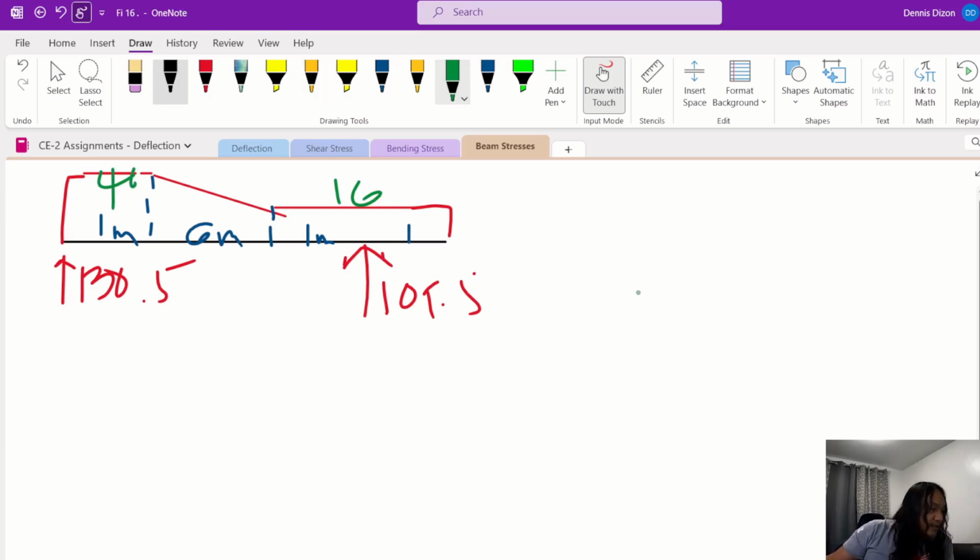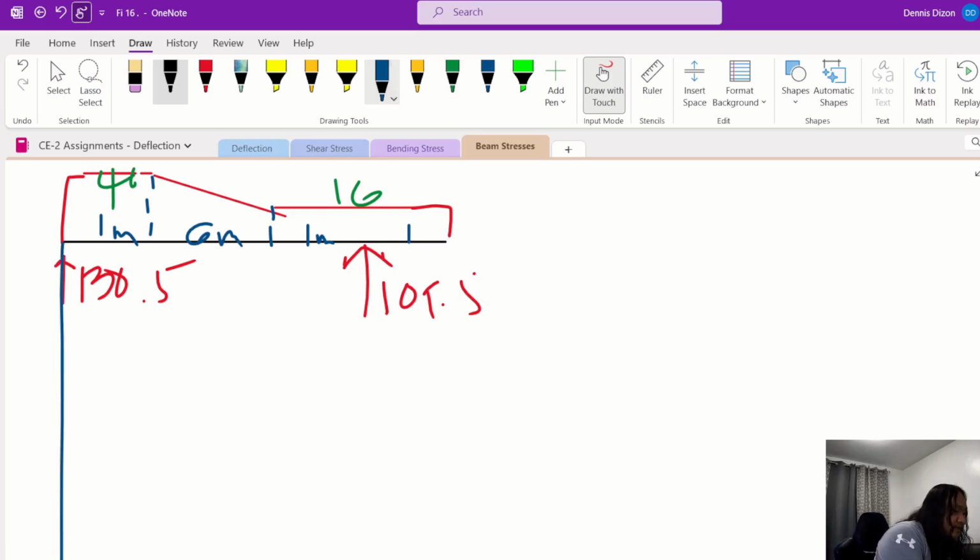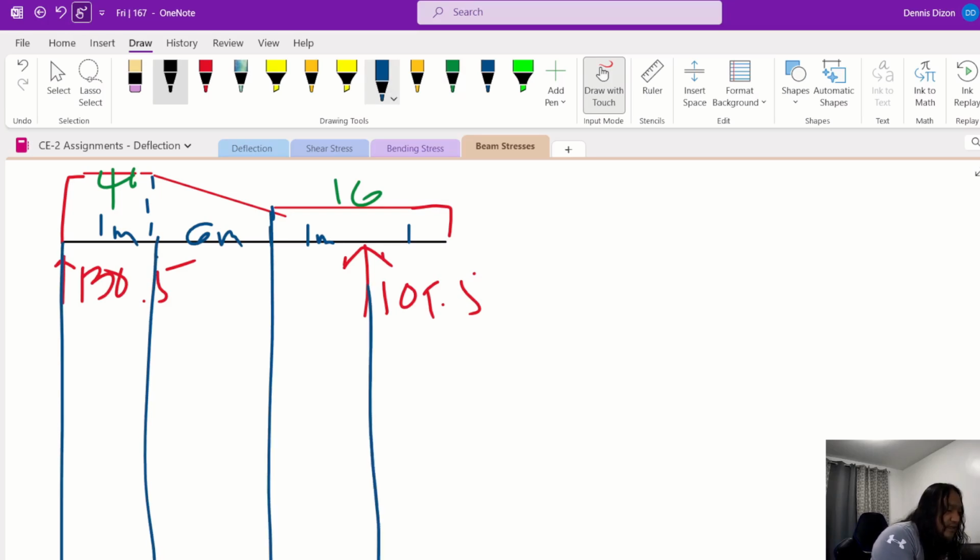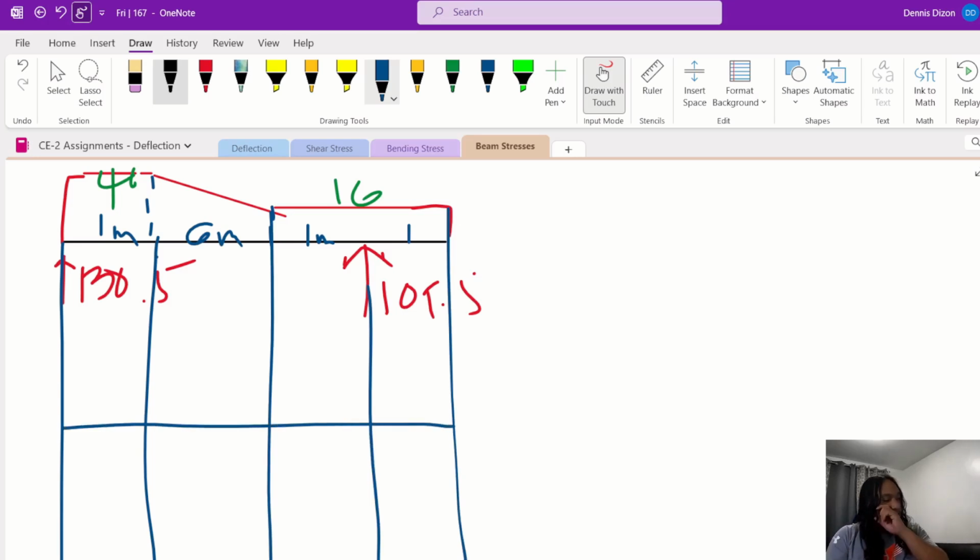Now we will draw the shear and moment diagram. So we draw this line, this line, that line. So let's draw the shear and moment diagram. We have the reaction at A, which is 130.5, and then 130.5 minus 40 times 1 is 90.